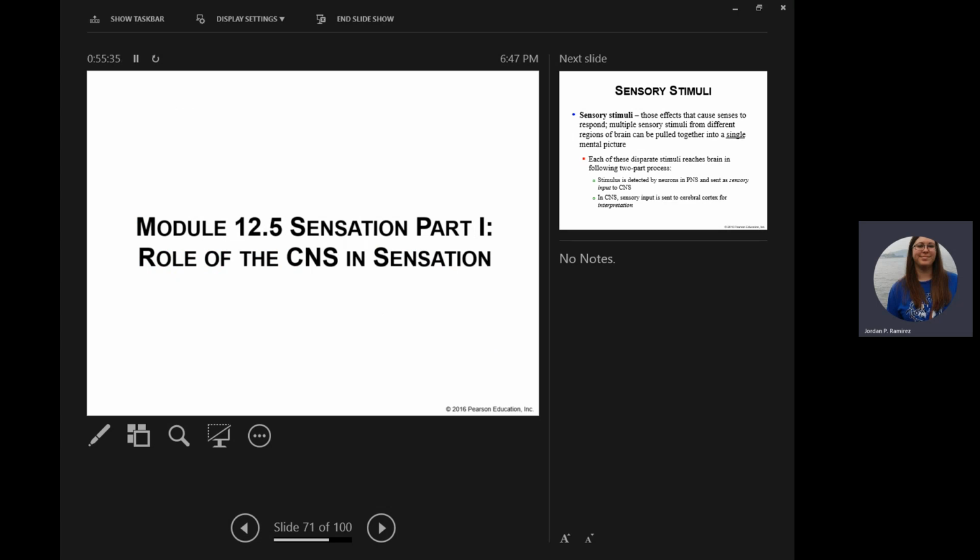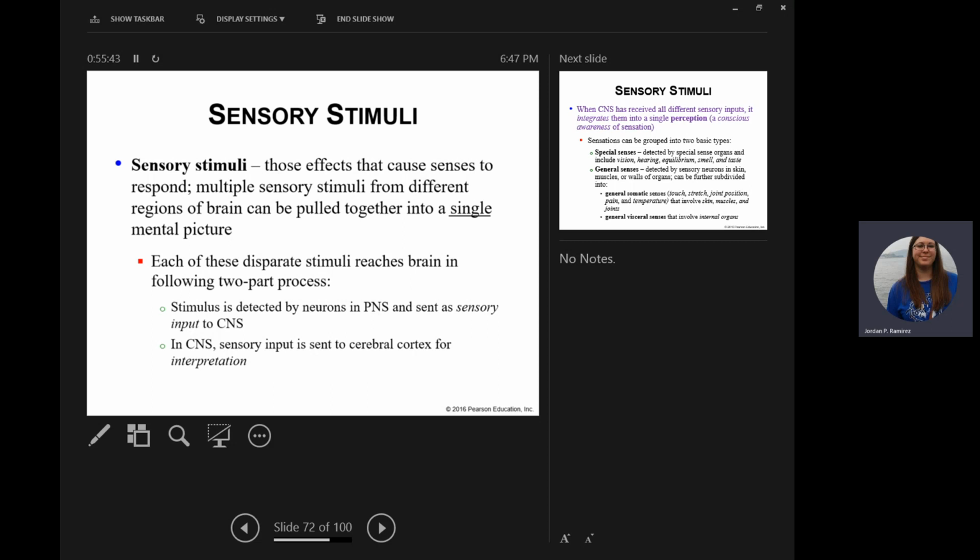Okay, this next section is talking about the role of the central nervous system in sensation, and then we talk about motor functions as well. All right, sensory stimuli are those effects that cause the senses to respond. So multiple sensory stimuli from different regions of the brain can be pulled together into a single mental picture. Maybe like you're really hungry and you see this beautiful looking piece of cake. It smells so good. You can just taste it right now. Pulling all kinds of different sensory information. And it's kind of making me have questions about that.